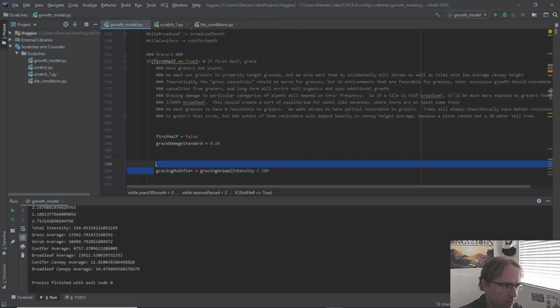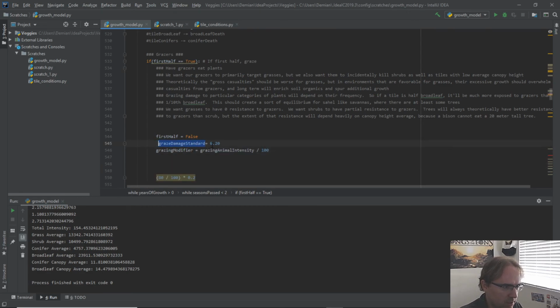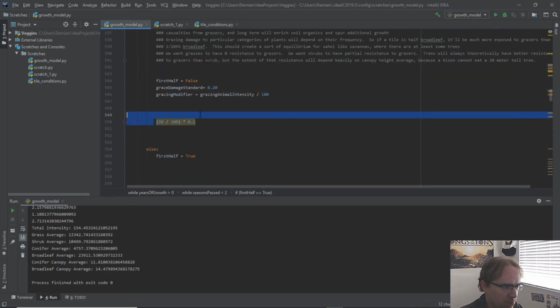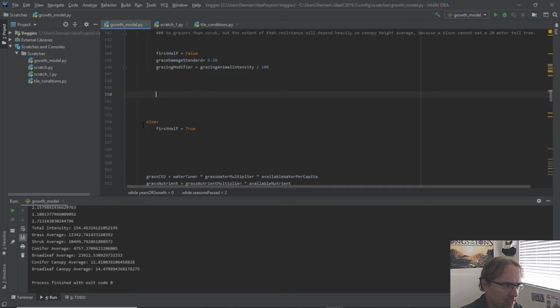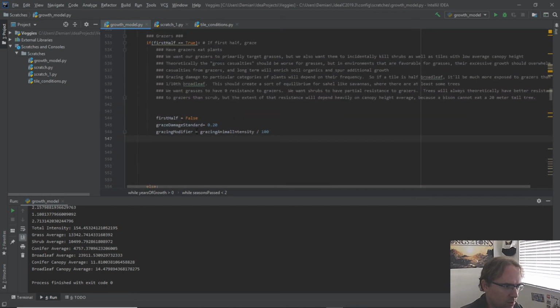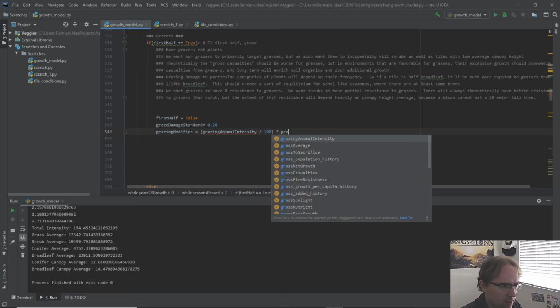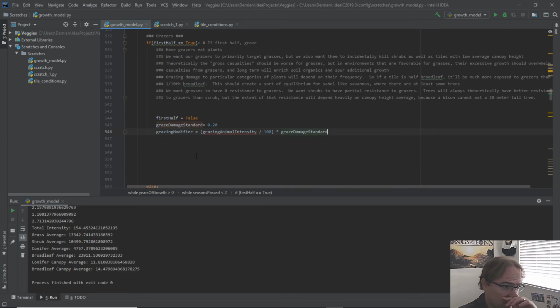Actually, let's just do this. Grazing modifier. We'll want to move this someplace upstairs later. Oops. I'm surprised it didn't crash because I just had this code lingering out there. And then I had this. No, I guess this technically works. Okay, so grazing modifier is going to be based on grazing animal intensity divided by 100 times just the graze damage standard, which we'll move to some defines later.